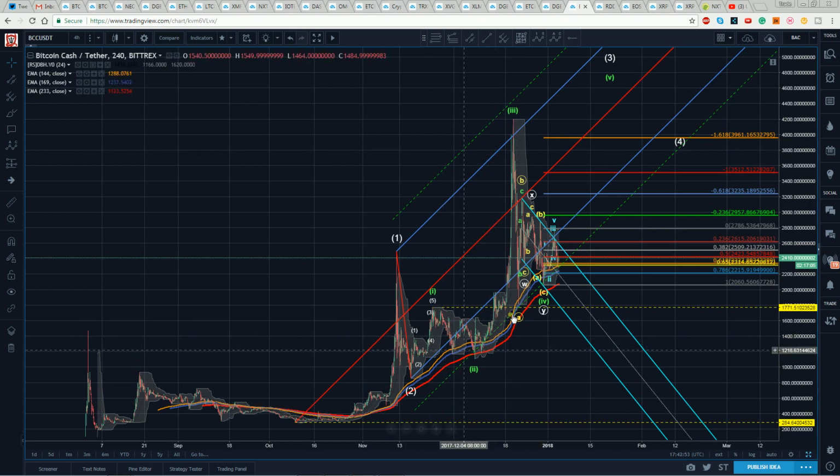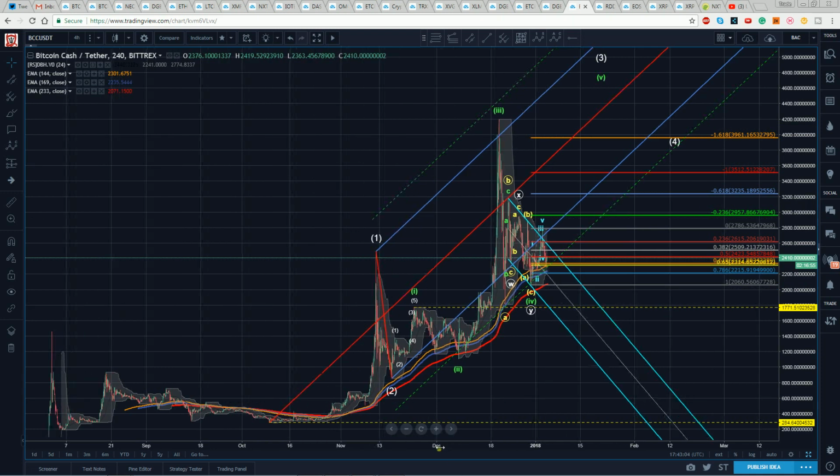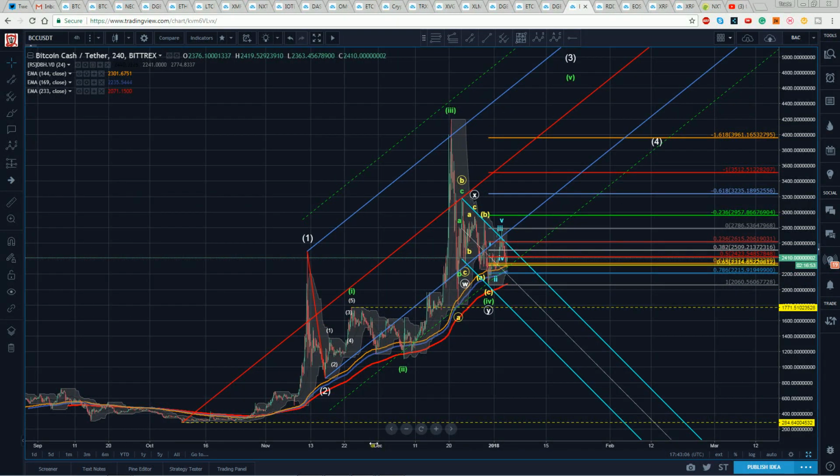Now we've gone to the 150 out here on this edge, and we seem to be climbing up there. But you can see here we came right to the median line for this B wave, and then pushed back down. So kind of interesting. And so far it's very technical.